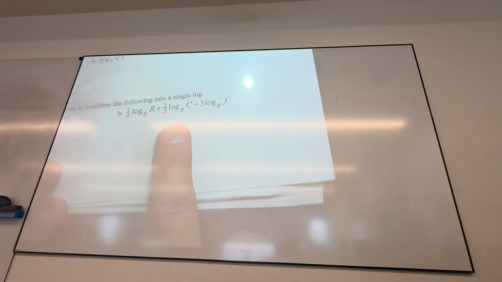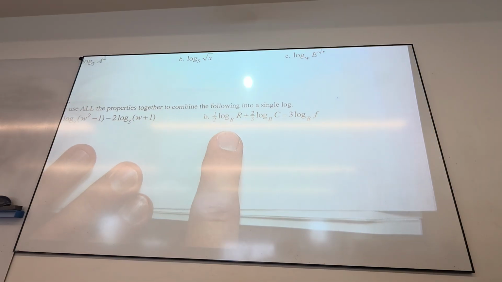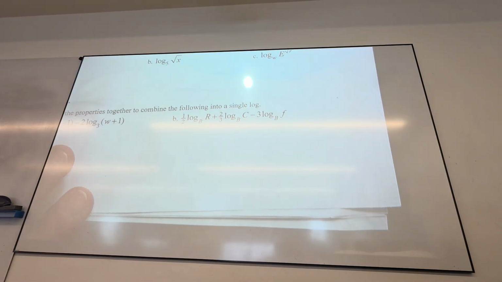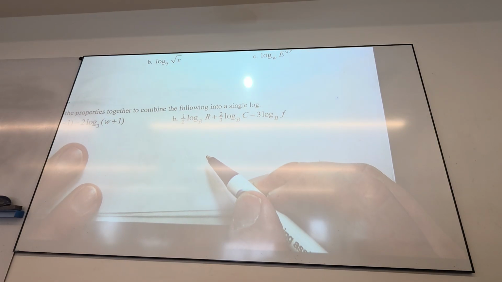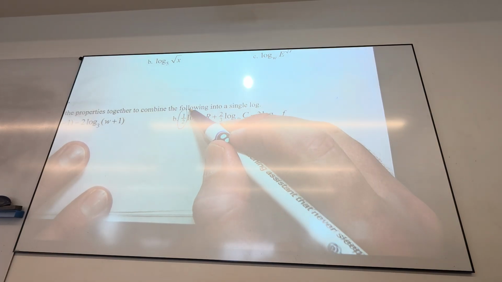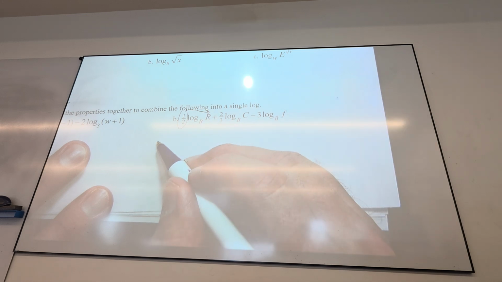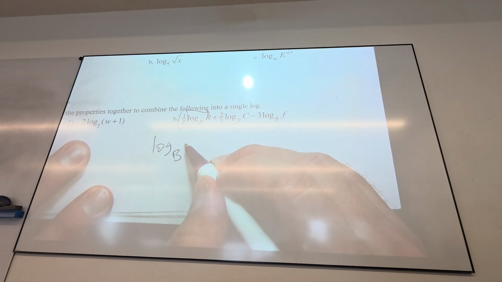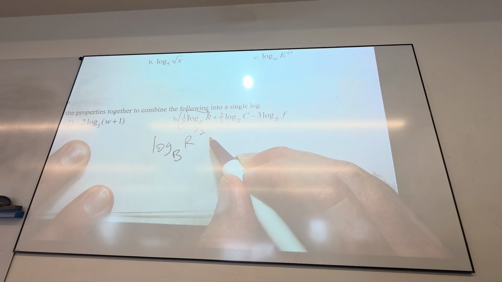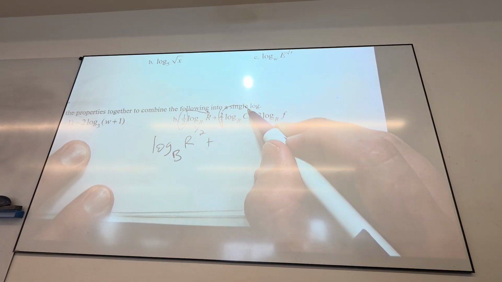What about this last problem? It's really just this first problem, kind of like on steroids here. What do I have to do? First bring the, yeah, all the powers can come back up, yes? So I have log base B of r to the 1/2 plus the rest.